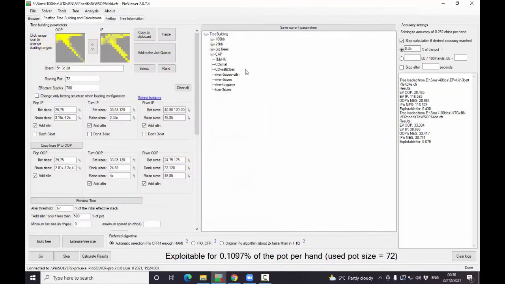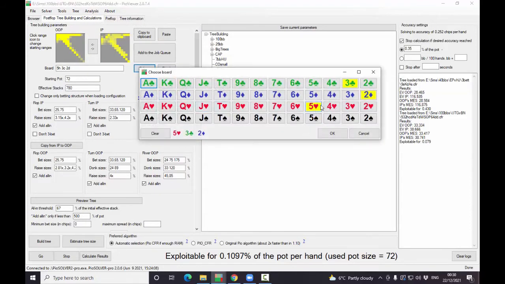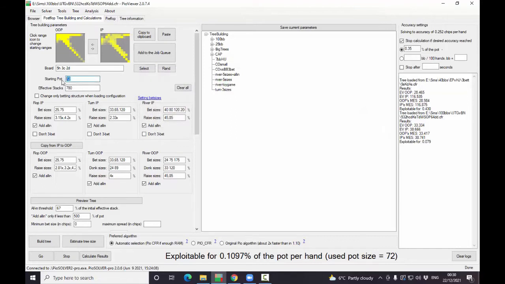Once we set up the two ranges, the next thing we do is set up the board. That's easy enough: 5 of hearts, 3 of clubs, 2 of diamonds. Then we put in the starting pot. Now you can enter this in the actual chips that we use. What I tend to do is always set it to big blind 10.